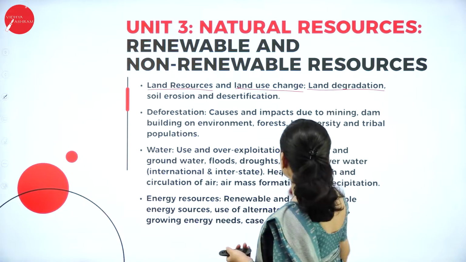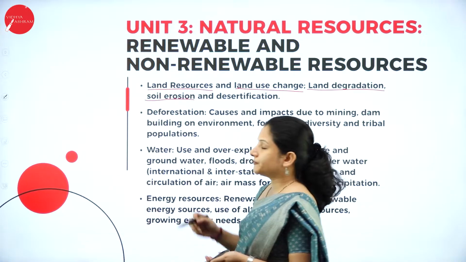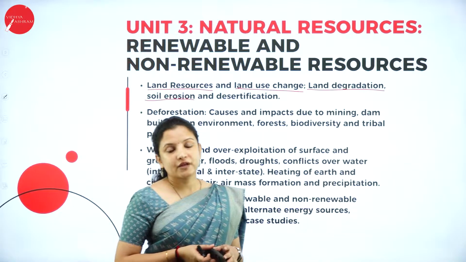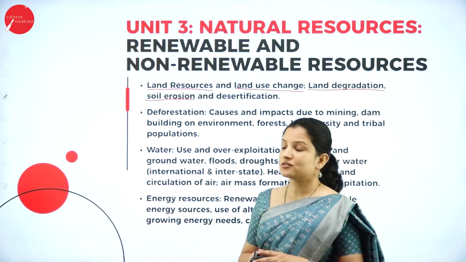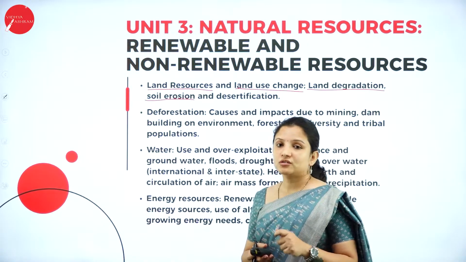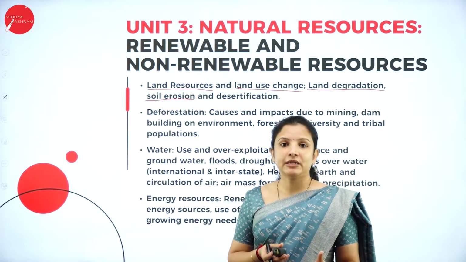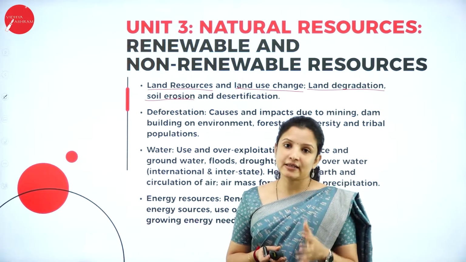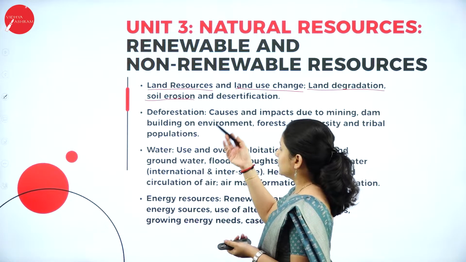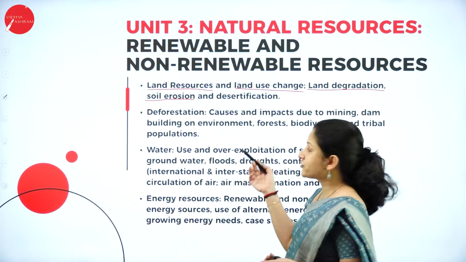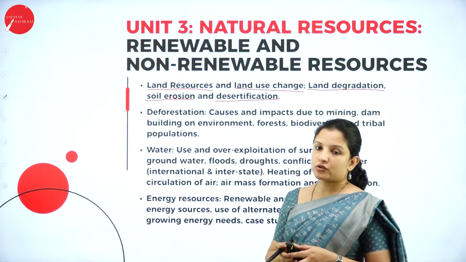So all that we shall study under land degradation, and we shall study about soil erosion. Soil erosion is one of the important factors seen especially during the rainy seasons. Soil erosion causes a lot of problems because it has the capability to make a fertile land unfertile. That we will study in this topic. And we shall look into how desertification occurs because of soil erosion.